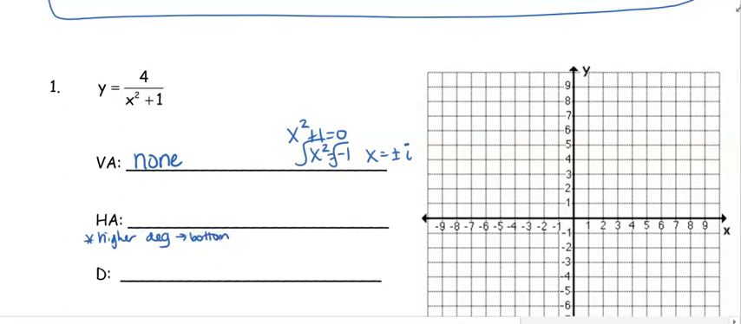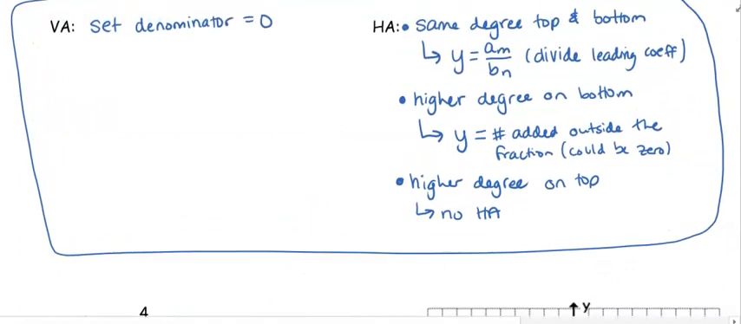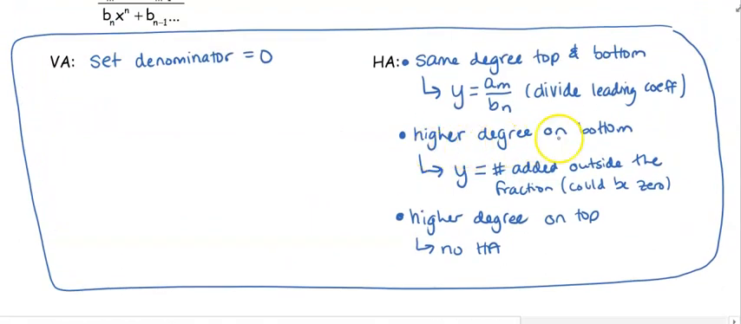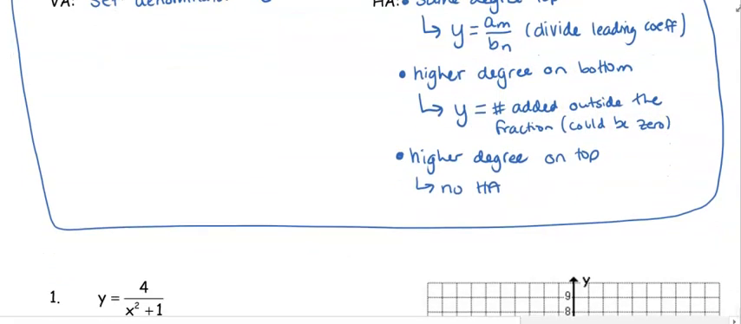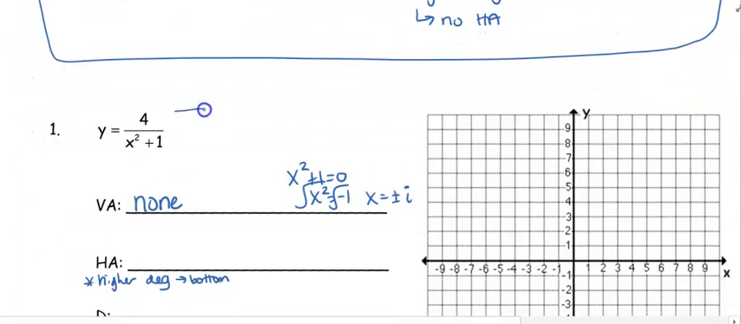And I refer back to my rules. If the higher degree is on the bottom, this is our middle one right here, we are looking at the number that is being added outside of the fraction. I look at the number being added outside my fraction, there is no number, which means it's a 0. Therefore, the horizontal asymptote is y equals 0.